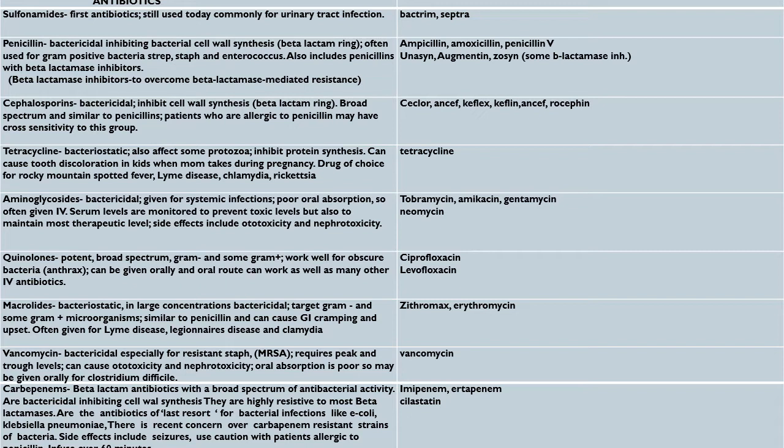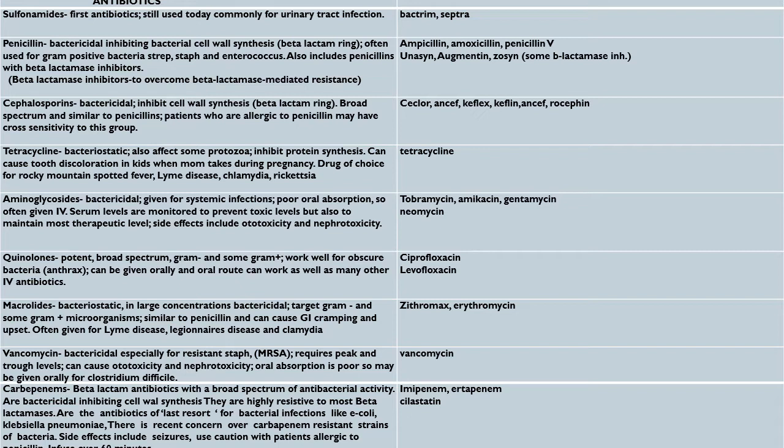Some examples of cephalosporins are Ceclor, Ancef, Keflex, and Rocephin. And some of them can be given orally, others are IV or IM. Tetracyclines are the next category, and they are bacteriostatic. They also affect some protozoa. They inhibit protein synthesis, and they can cause tooth discoloration in kids when mom takes tetracycline during pregnancy. So for that reason, they're contraindicated during pregnancy. They are the drug of choice for Rocky Mountain spotted fever, for Lyme disease, for chlamydia, and rickettsia as well.